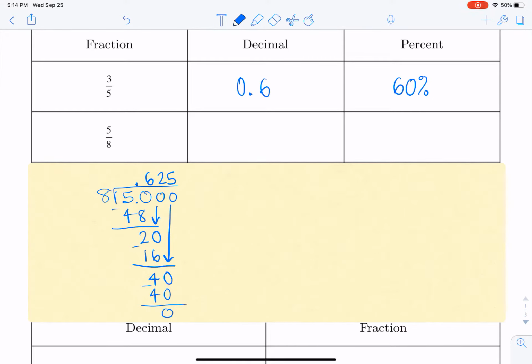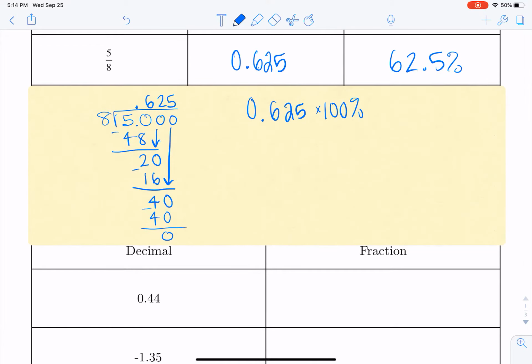So I can say that 5/8 is 0.625. And if I would like to turn 0.625 into a percent, I can multiply it by 100% and I get 62.5%. Awesome. Let's move forward.